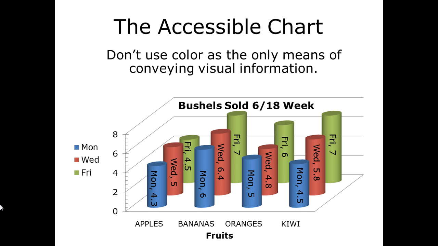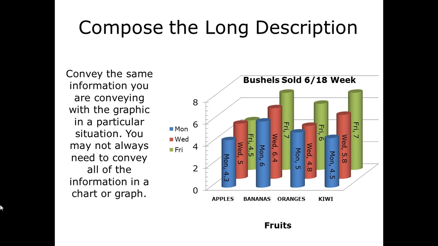So we added the information actually onto the graphical representation. So rather than blue just indicating Monday, it actually says Monday on it as well. To compose the long description, as we said before, you want to convey the same information you are conveying with the graphic in a particular situation. What that means is you might not always need to convey all of the information in a chart or a graph. If you're just talking about a certain element of that chart or graph, that's all you have to talk about in the long description.